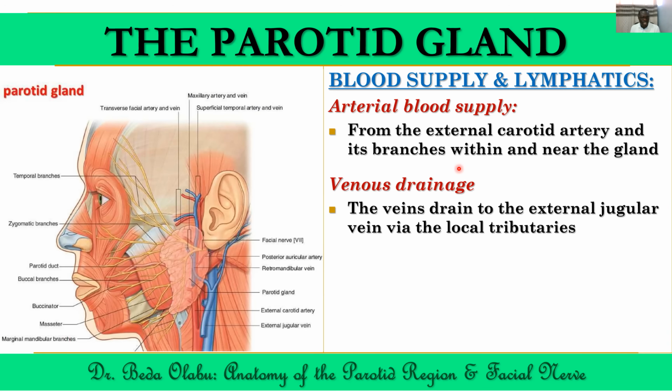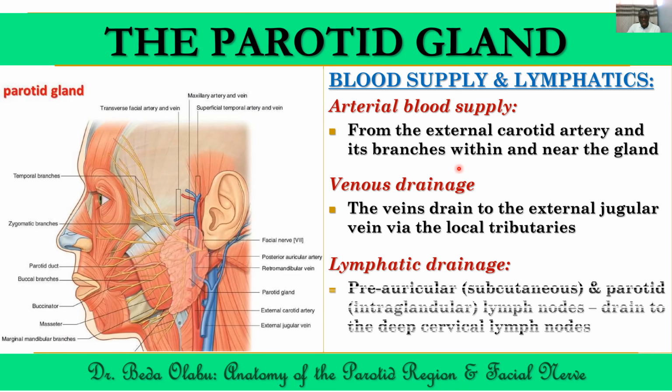And you remember that we have direct veins there. The retromandibular vein was also there. So the tributaries drain into them, and most of this blood will go to the external jugular vein.